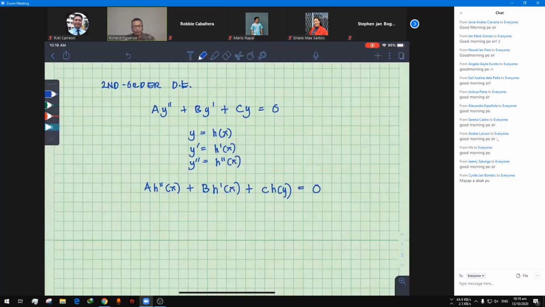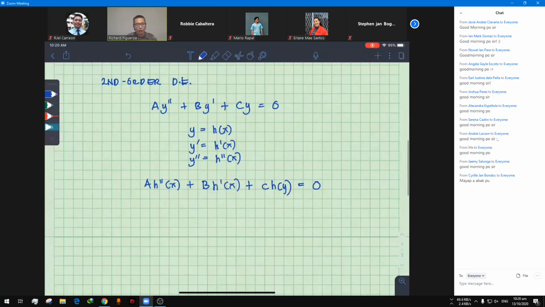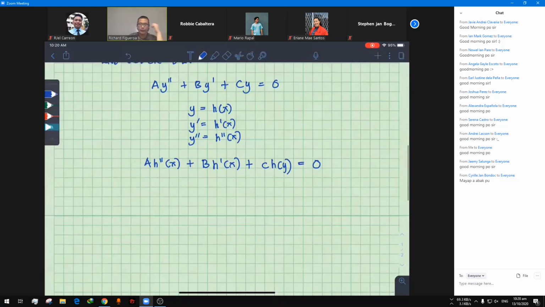As you can see here, this given equation is the same as the one above. It is just reversed: instead of y, it becomes h of x. But if you look at it, they are still the same, only the variable we used is different. It only shows that y is equal to h of x is really a solution of the given differential equation, because that is still equal to 0.